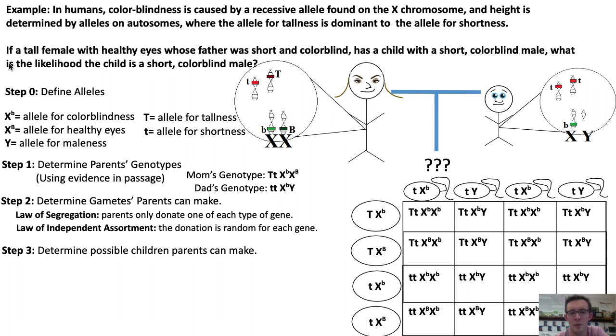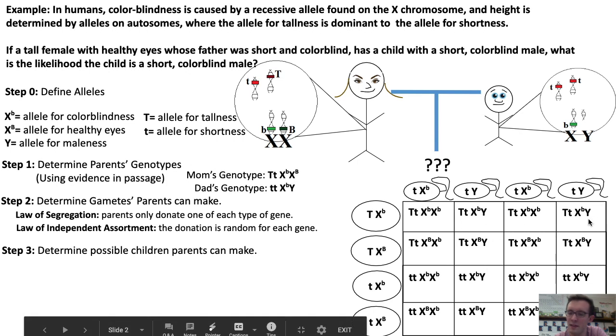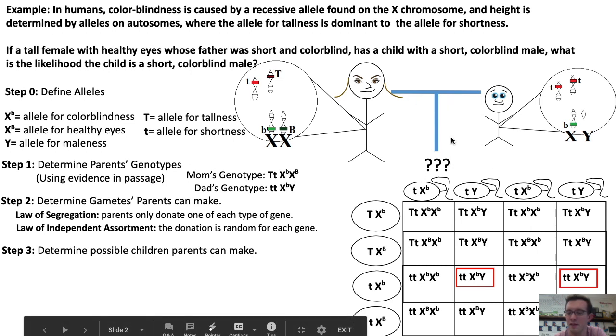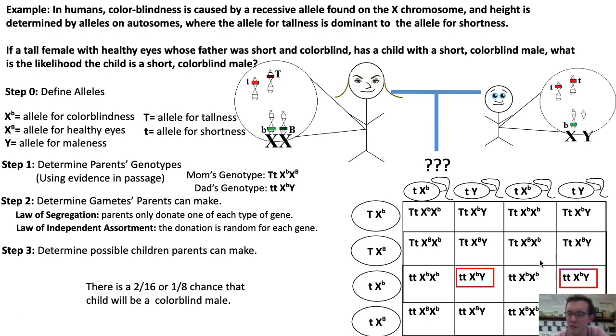We were asked, what's the likelihood that they produce a child who is a short, colorblind male? Well, we can go into our 16 possible outcomes here and look through all of the different males. So I'm only going to look through the ones that have Y chromosomes in this case, and find the ones that are short and colorblind. And so what I see here is that these two individuals would be short and colorblind and male. And so the likelihood that the parents produce a short colorblind male is 2 out of 16, or simplified to 1 out of 8 chance.